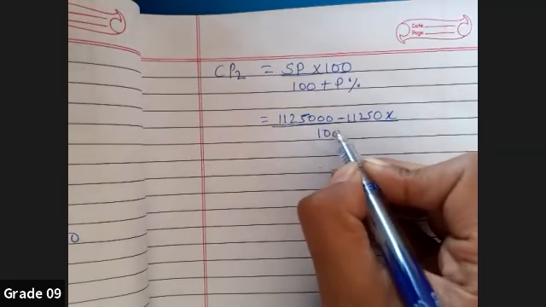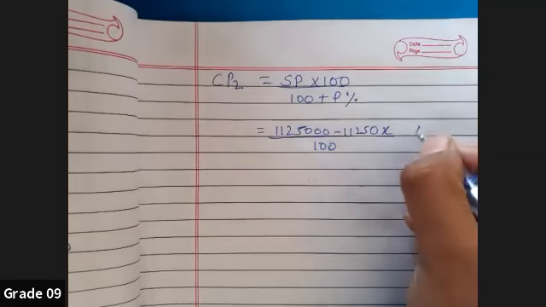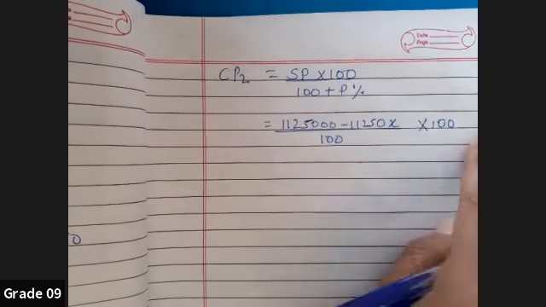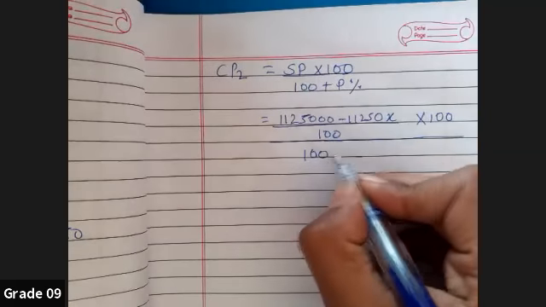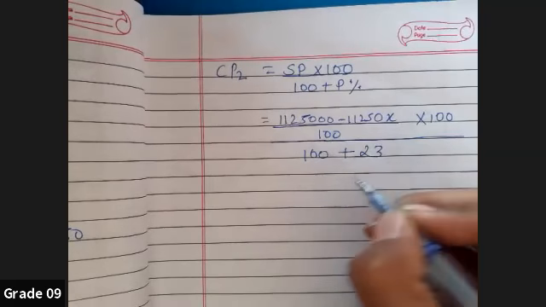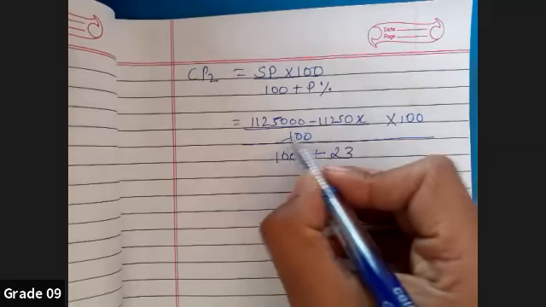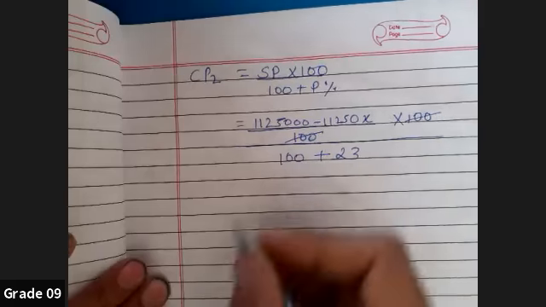This part is just SP, and here it is 100 into 100. You can cancel this later on, and the whole upon 100 plus 23, because the profit portion is 23. Now once you do it like this, this 100 and this 100 are cancelled, and most of the problem is sorted out here.